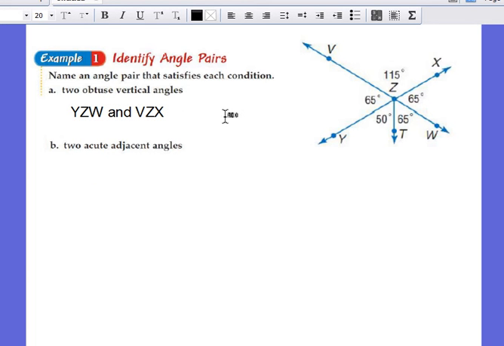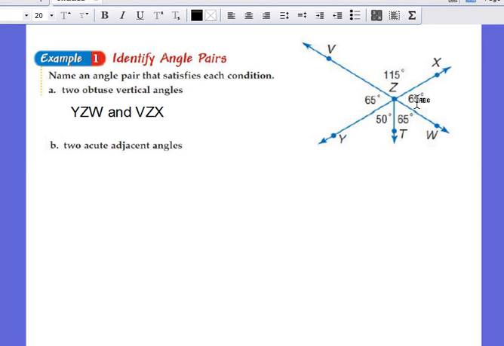Now, another pair of vertical angles that are acute, we can name VZY and XZW. That's what we consider vertical acute. Don't forget, vertical angles are, in a sense, opposite of each other, and they share the same vertex. And if you want to be double sure, per the definition, make sure that the rays are opposite.